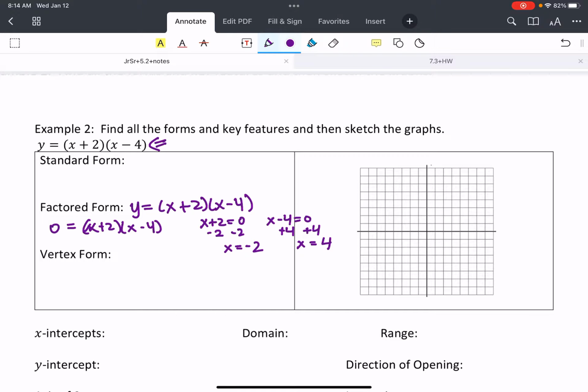So I can see x-intercepts right here. So I do them in the right order this time. I'm going to go ahead and just plug those in.